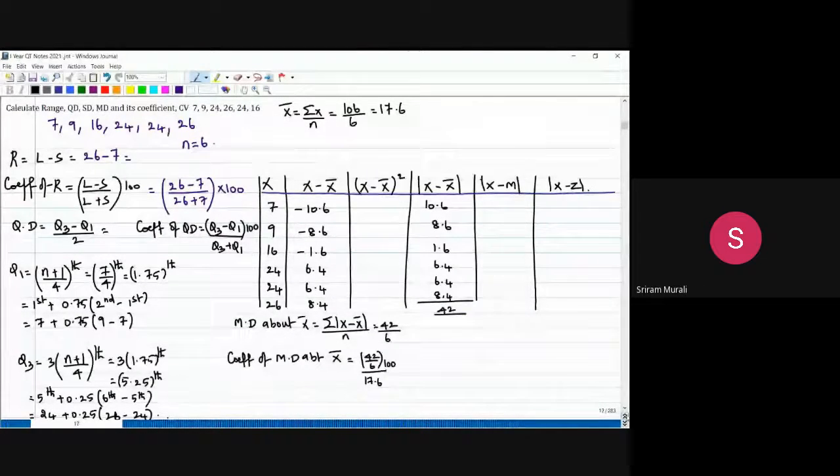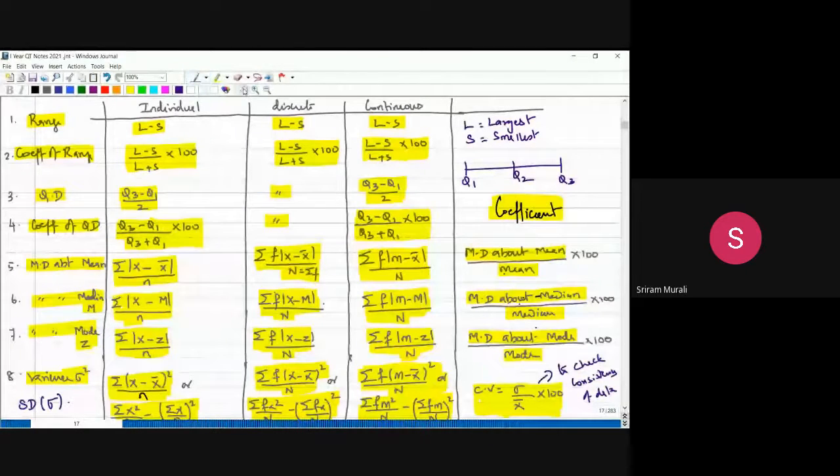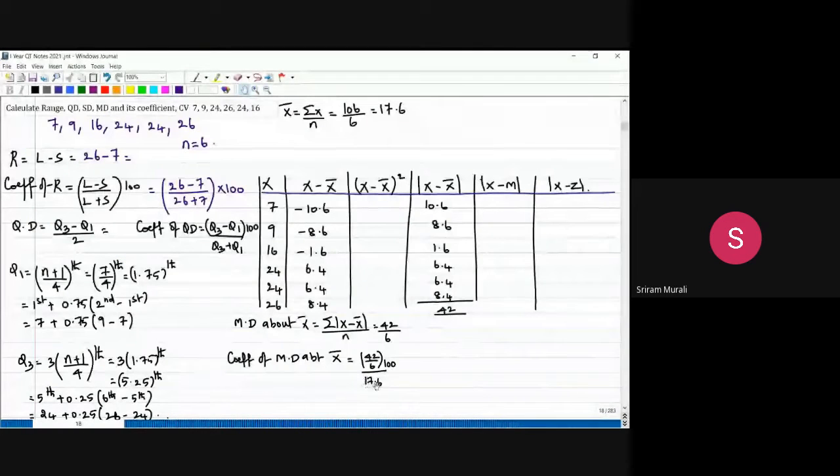What is the formula here? MD about mean by mean. MD about mean by mean. Should it be mean or should it be n?